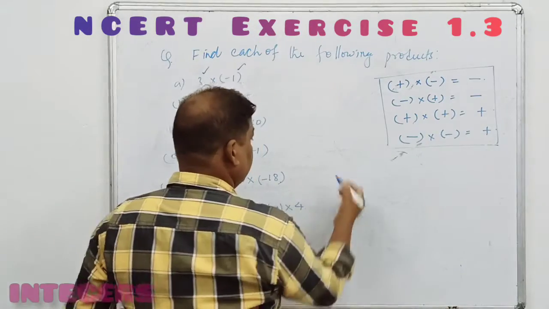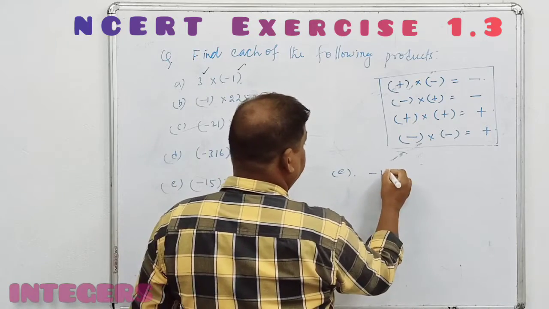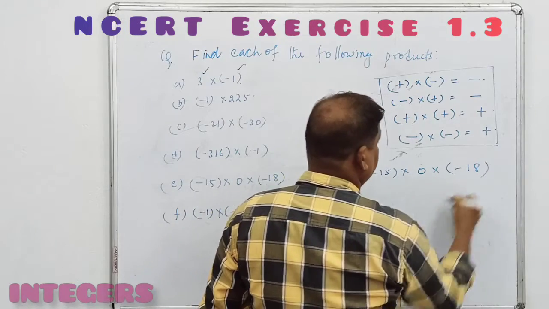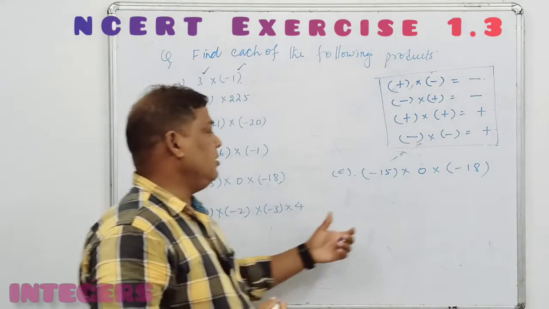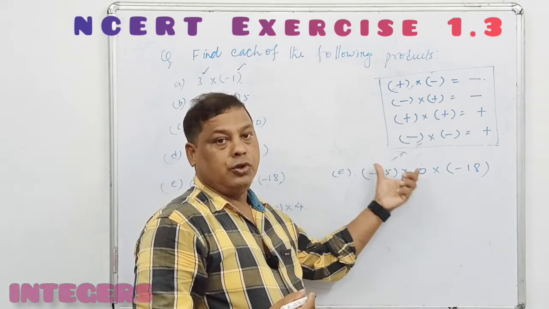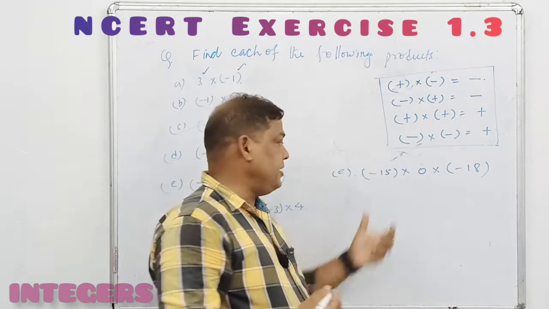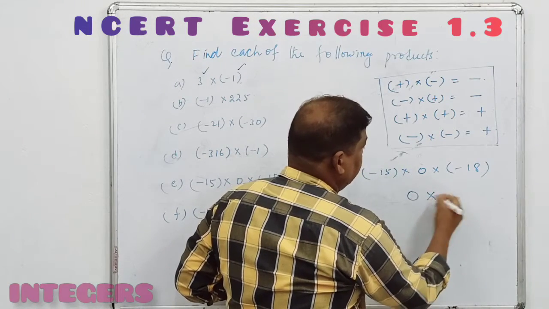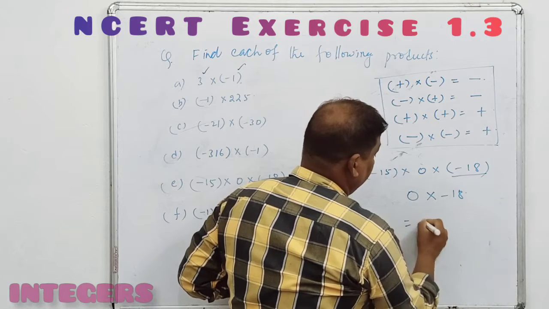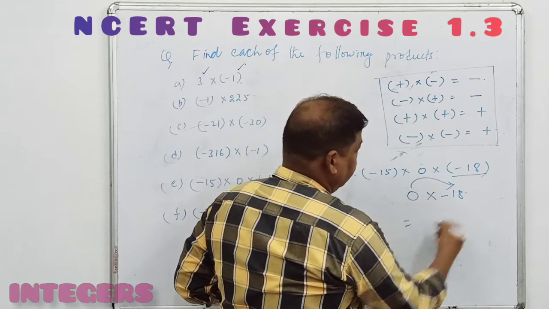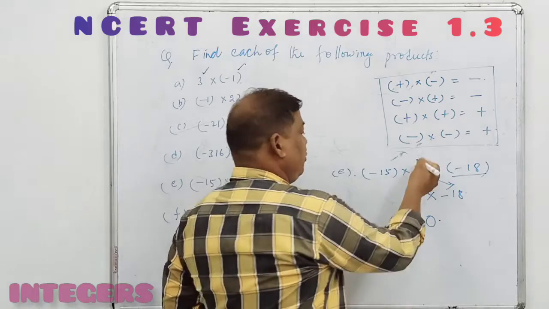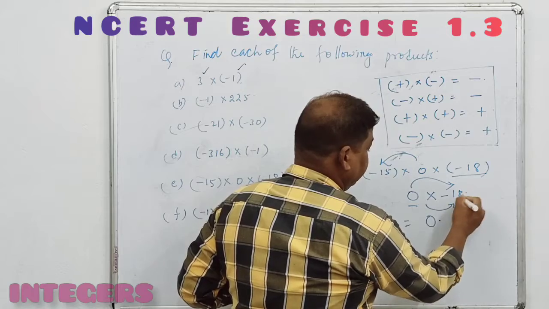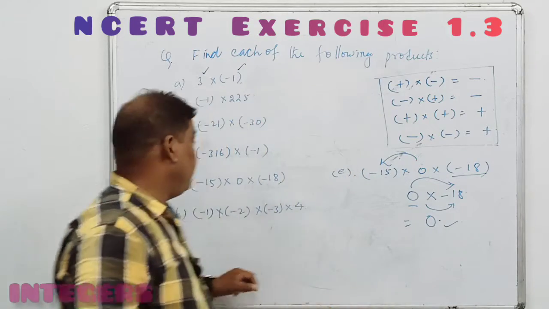Now we'll see the E part, minus 15 multiplied with 0, multiplied with minus 18. Any integer we multiply with 0, the result will always be 0. So minus 15 into 0 will be 0. Then 0 multiplied with minus 18 is also 0. The result will be 0.